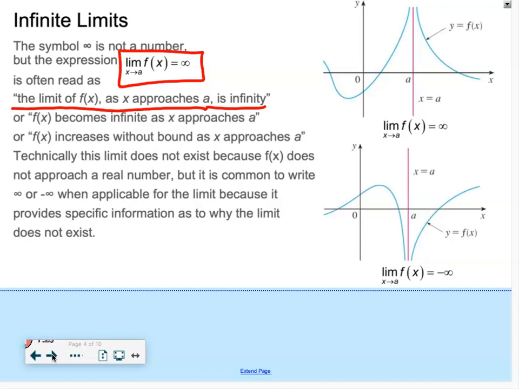So this limit, very common practice to write the limit equals infinity as you approach positive infinity, or the limit equals negative infinity as you approach negative infinity. Notice for the positive infinity that it had to approach it from both sides. Both sides have to be pointing up to infinity for that limit to be positive infinity, or both pointing down for it to be negative infinity.